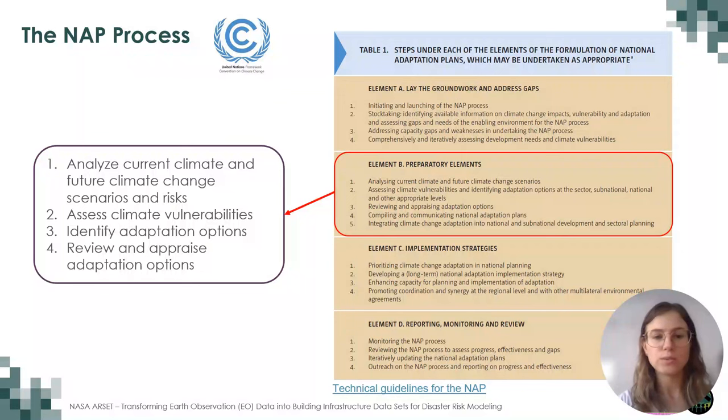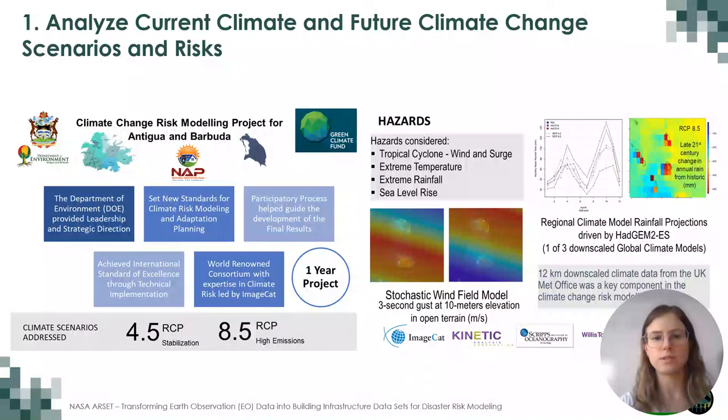So the first one is analyzing current climate and future climate change scenarios and risks. Second step, assessing climate vulnerabilities. And then we will see the third and fourth steps, identifying adaptation options and reviewing and appraising those options. So let's start with the first step: analyze current climate and future climate change scenarios and risks.